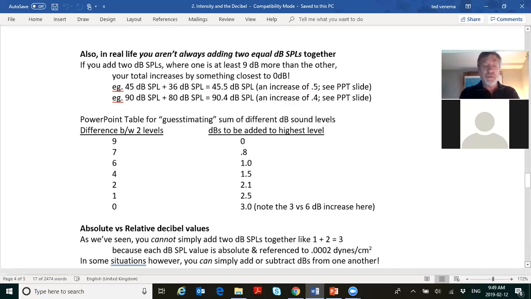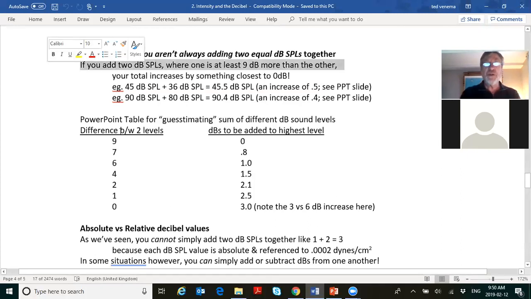Okay? You're not saying, hey, one guy is talking at 65 and now you've got 10 guys talking at 65. It's not doing that anymore. Now the decibel, not only are the people different, but the decibel values are different. Well, when that happens, here you go.